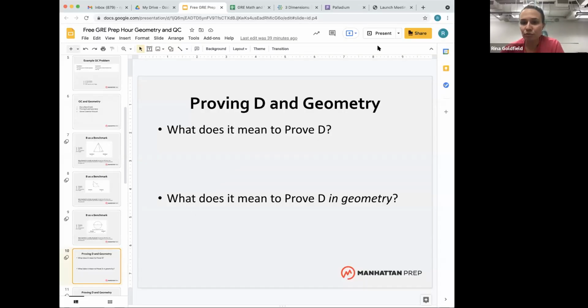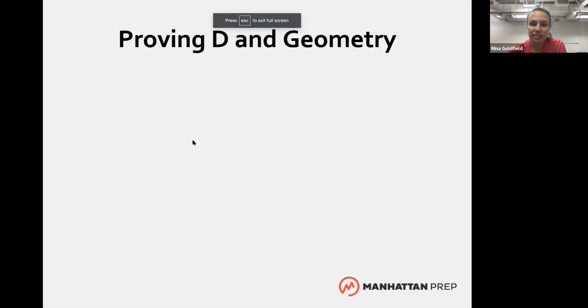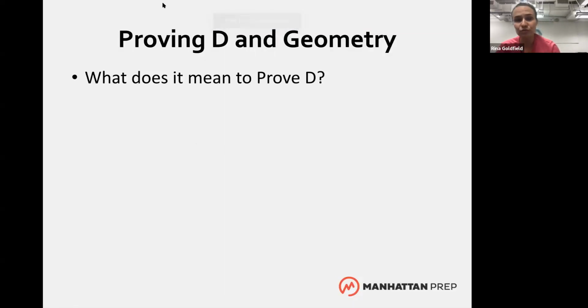Next I want to think about proving D in geometry. And to begin, what does it mean to prove D in the context of quantitative comparisons? Think back to that Lionel and Maria question that we saw earlier. Proving D essentially means testing cases or finding examples to break the always between A, B, and C. So we've proven D when we've shown there isn't that always relationship.